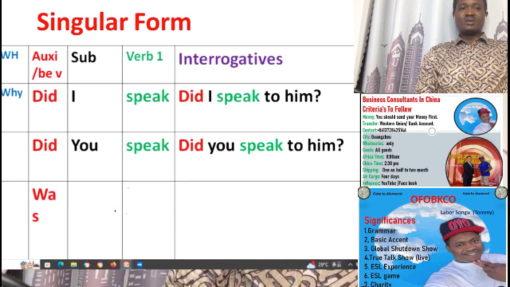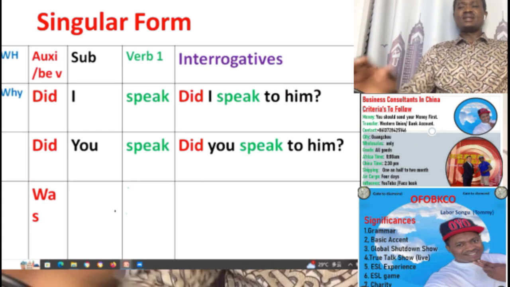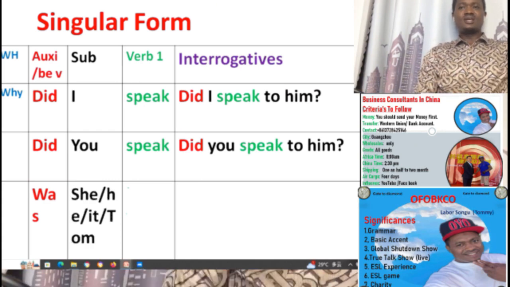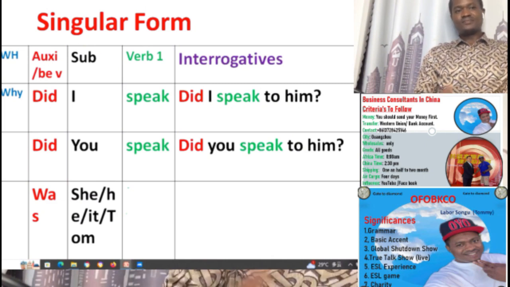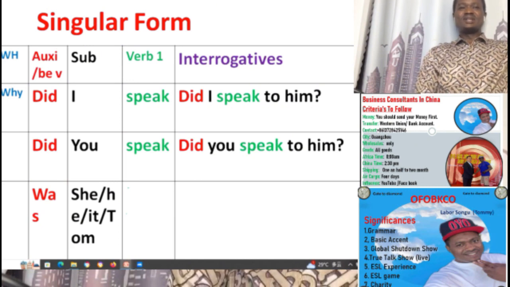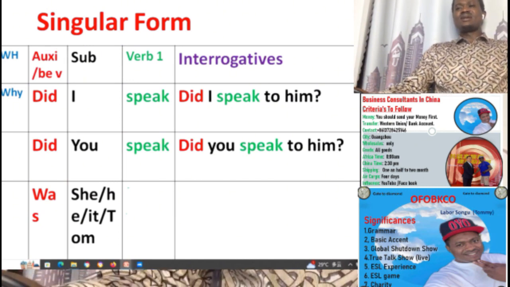This is the verb to be, was. So we are using was. The subject here is what? She, he, it, and Tom. So these are the subjects. The pronouns are he, she, it, and Tom is the noun. We already know the difference between the noun and the pronoun and how they act in the sentence, like the pronoun takes the place of a noun in a sentence.